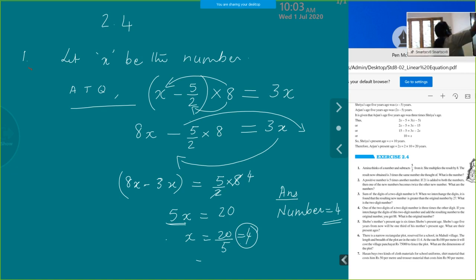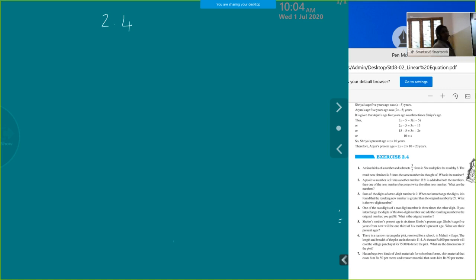Now let's go to the second question. So let us read the next question. It's given that a positive number is 5 times the other number. So a positive number is 5 times another number. So there are two numbers now. Okay. So I'm going to take the first number and second number.